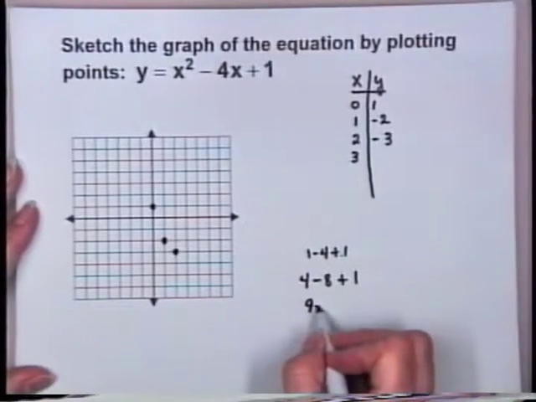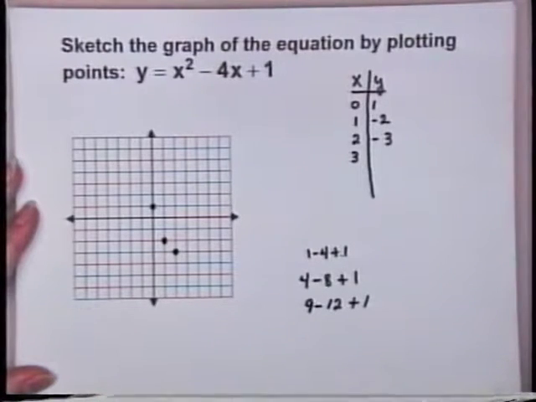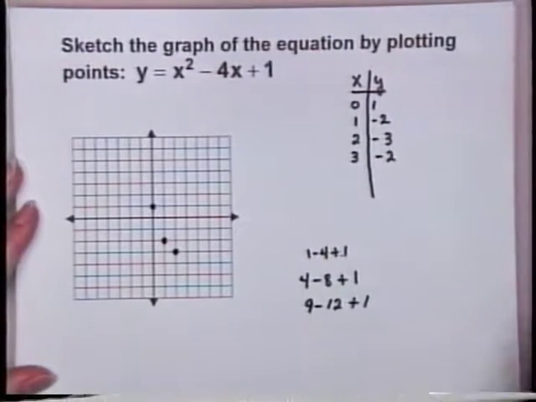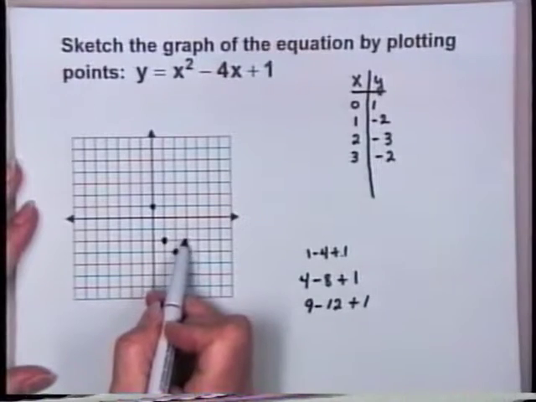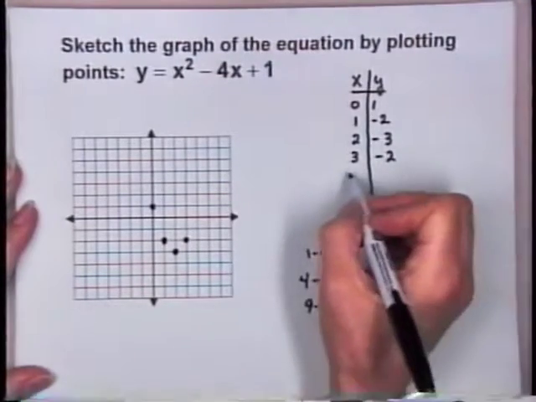3 times negative 4 is a minus 12 plus 1. 9 minus 12 is a negative 3. Negative 3 plus 1 is a negative 2. Okay, so whenever x is 3, y is negative 2. Well, that's interesting, isn't it? Okay. Well, let's keep going and see what else happens.